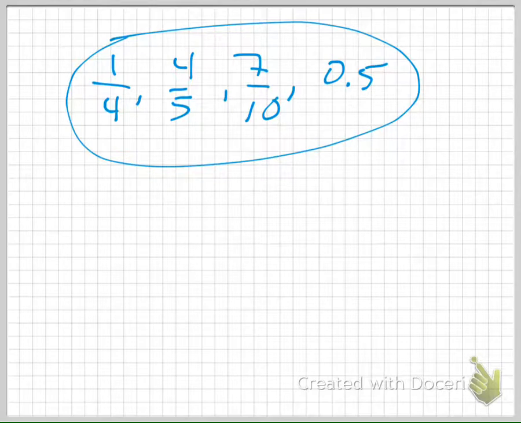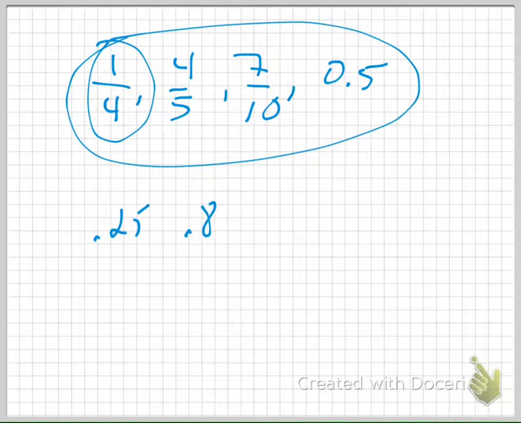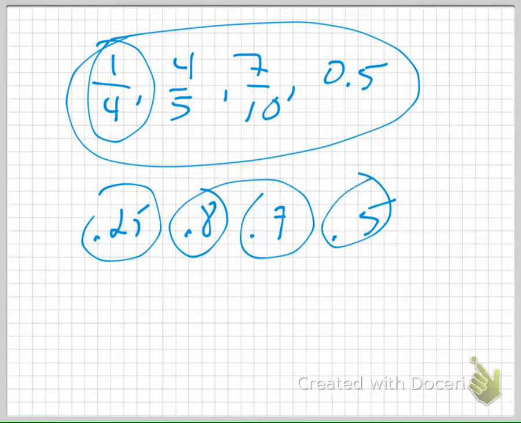Change them all to decimals by using a calculator, right? So you go 1 divided by 4 is 0.25. 4 divided by 5 is 0.8. 7 divided by 10 is 0.7. And this is 0.5. I'm now staring at 4 decimals. Can you now order them very easily? Yes. Because they're all decimals?